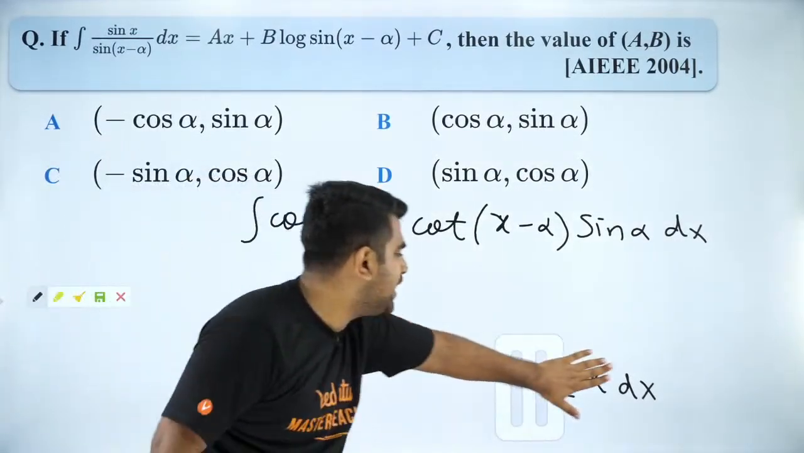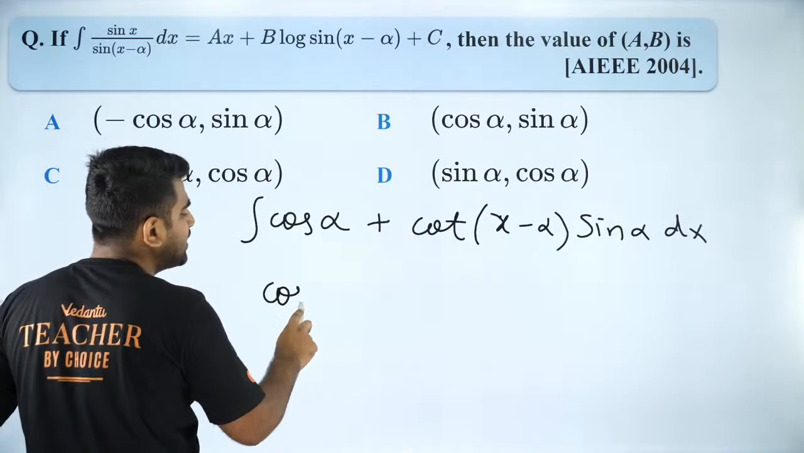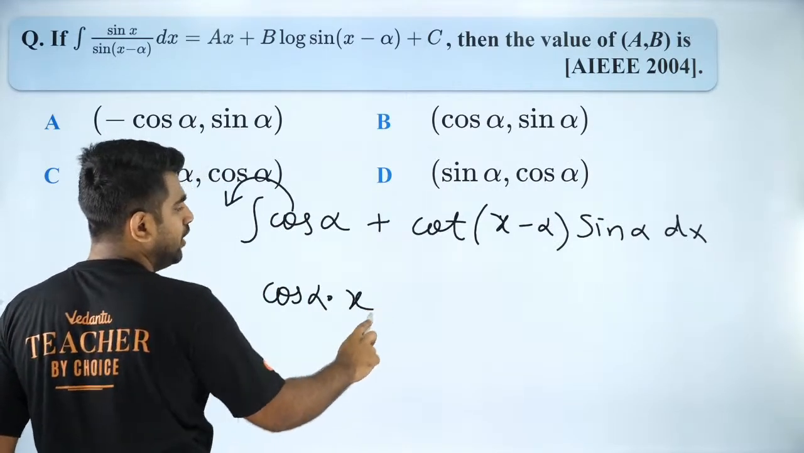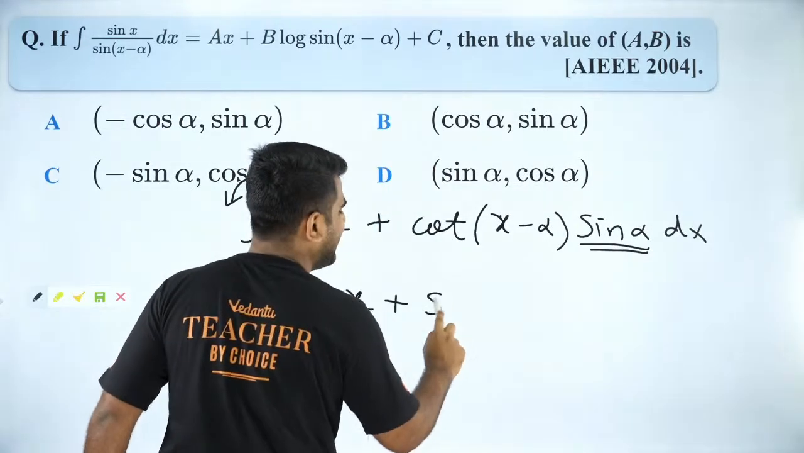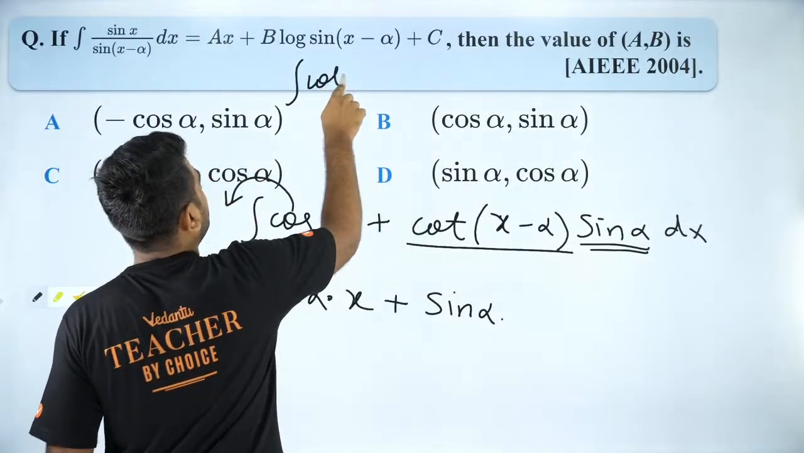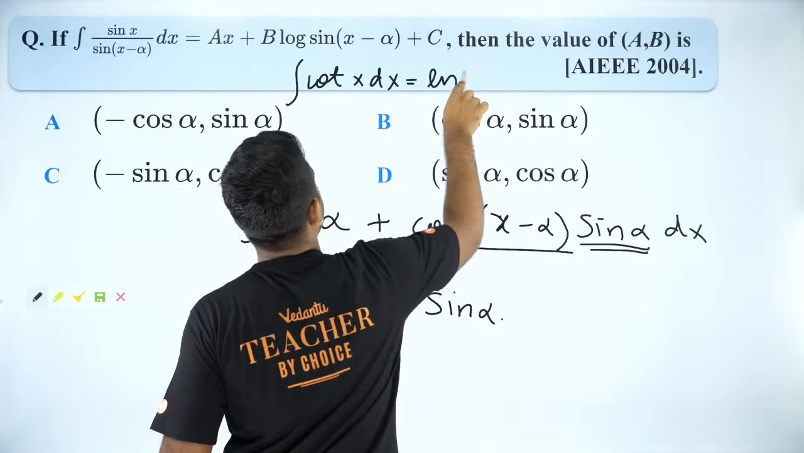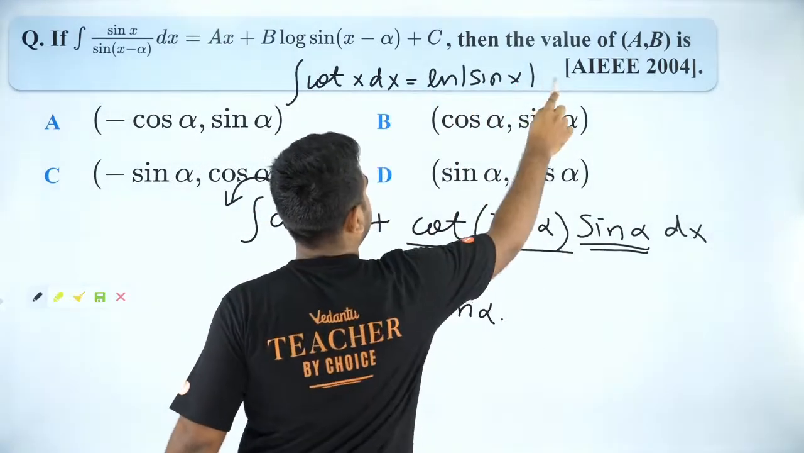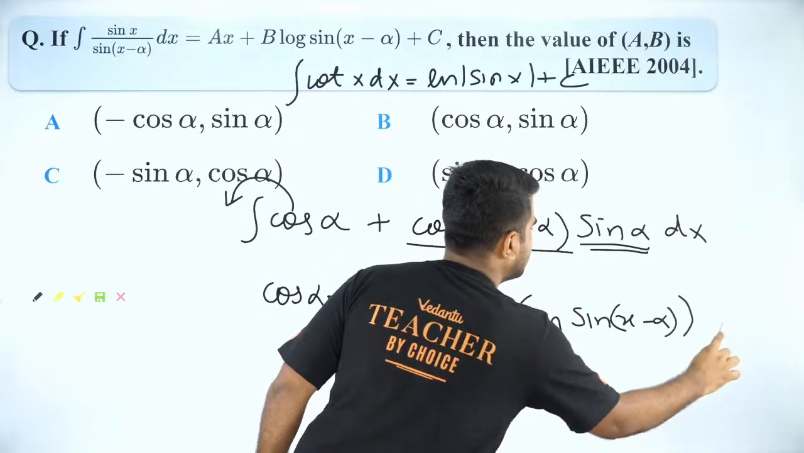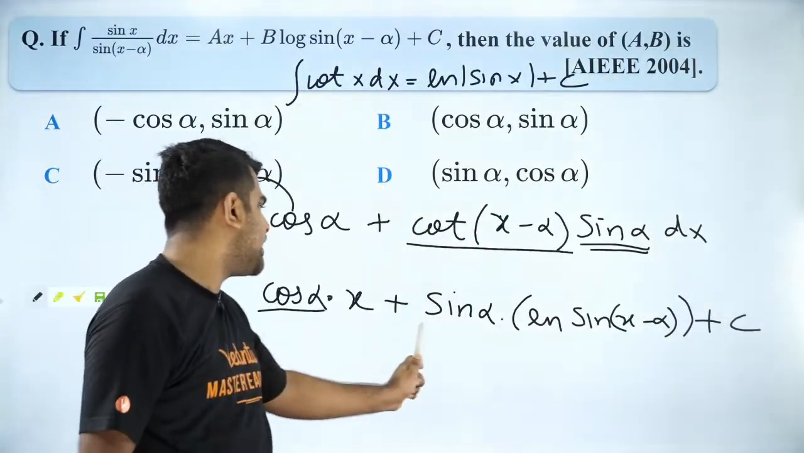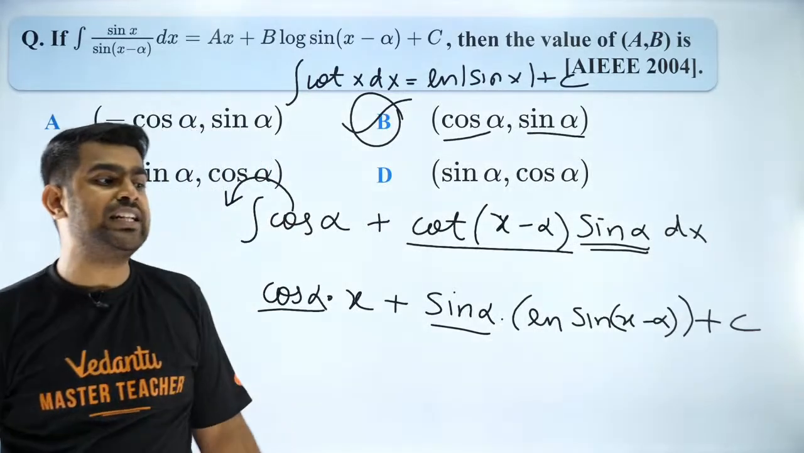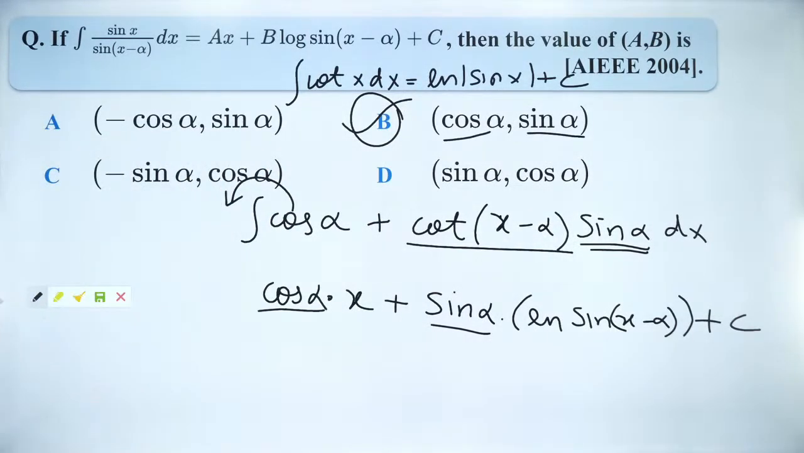Now it's very easy to solve, because cos alpha is a constant, so you can take it outside. So it is just the integral of 1, which will be x, plus sine alpha, which is a constant, so you can take it outside. And what is cot of x minus alpha? The integration of cot x dx is ln of sine x. So this will be sine alpha into ln of sine of x minus alpha, plus C. So that is my answer. So it is going to be x cos alpha plus sine alpha ln sine of x minus alpha. This is the answer which was given by Rajendra Kumar in just 10-15 seconds.